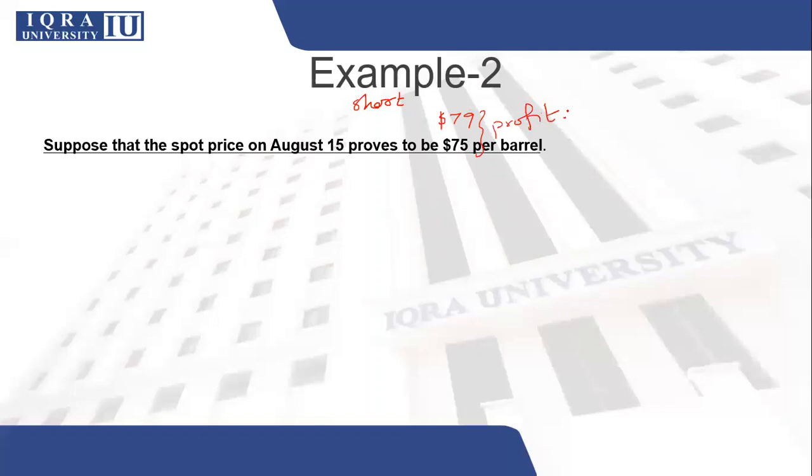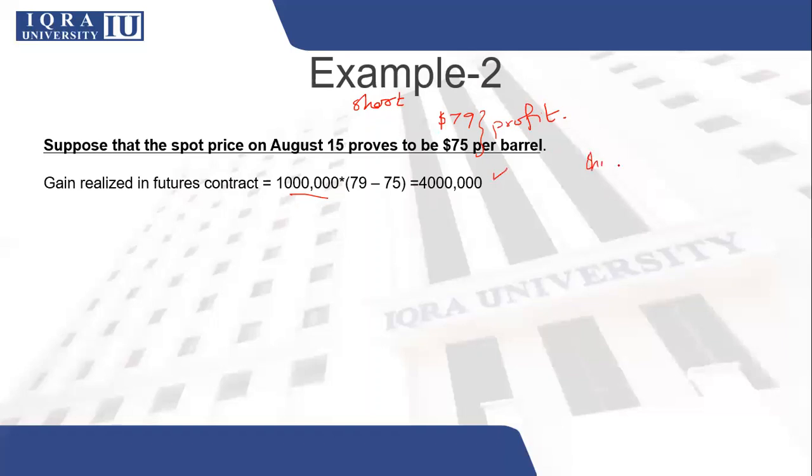So what is the gain realized in the futures contract? This is the amount of oil, 79 minus 75. So this is the amount. Now you can see that the formula is a bit different for your short. This is also something that you have studied. The short payoff is calculated by F minus S. So this is the gain that you have realized in your futures contract.